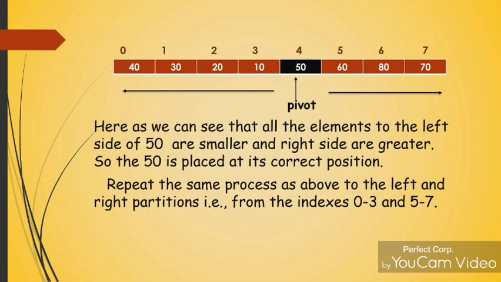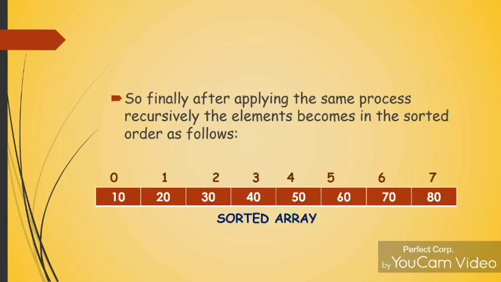Here, as we can see, all the elements to the left side of 50 are smaller and the right side are greater. So the 50 is placed at its correct position. Repeat the same process as above to the left and right partitions, that is from indexes 0 to 3 and from 5 to 7. So finally, after applying the same process recursively, the elements become sorted as follows: 10, 20, 30, 40, 50, 60, 70 and 80.